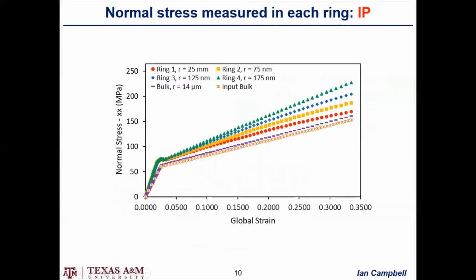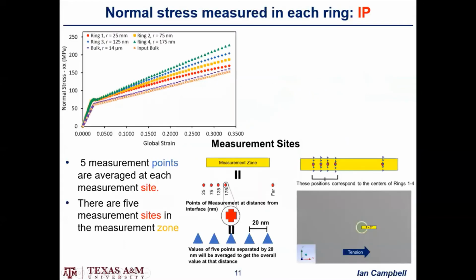From these FEA models, I plotted the normal stress against global strain for each ring and the far field matrix. Each curve was produced following the schematic in the lower right. Measurement sites, each composed of 5 points, were centered in each ring, and the normal stress was calculated as the average of the 5 points over a range of strains.